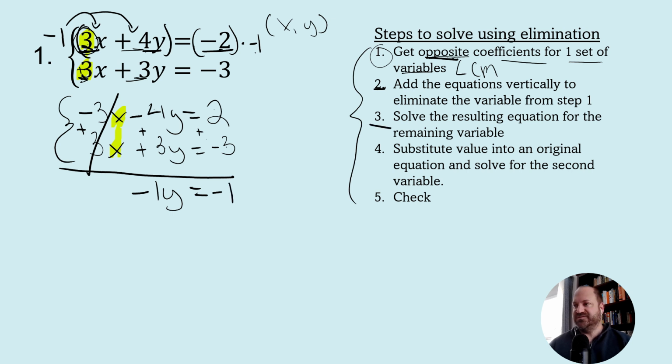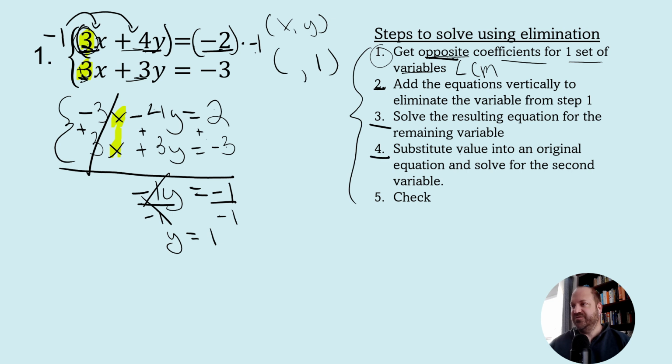Now we can move on to step 3, solve the resulting equation for the remaining variable. We've got an equation that we can solve now. -1y equals -1. Let's divide by -1. The -1 divides out, and we get y equals 1. So in our solution, y equals 1.